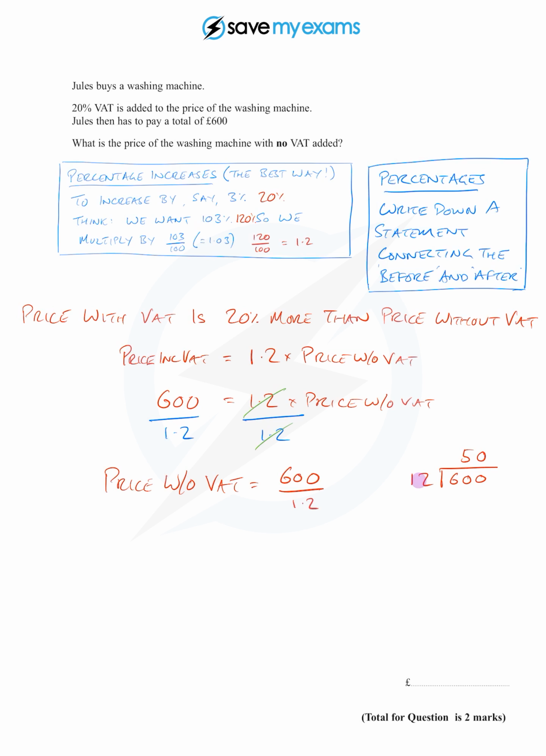We've divided by 12. So if we put a decimal point in here somewhere, let's just think about this. 600 over 12 is 50. And so 600 over 1.2 must be 10 times as big, and that's 500. So there's a little bit of working there to help us. So the price without VAT is £500, and the government takes the rest.